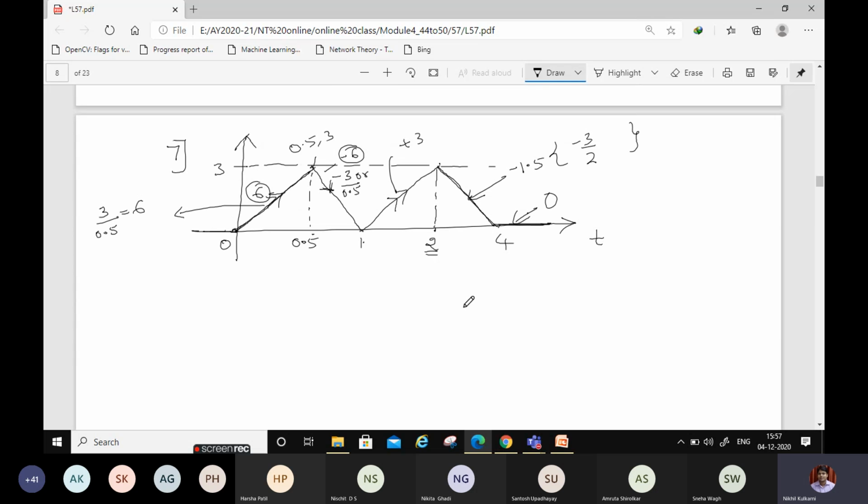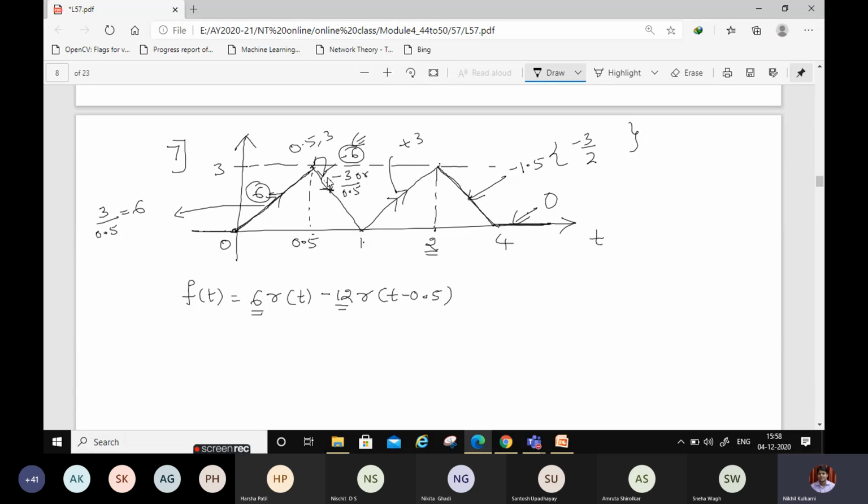First you make out these things, then you start from here. What is the slope here? 6. Which signal is it? A ramp signal starting at 0, so you write R of t. Then what is the change in slope here? Minus 6. So we are at plus 6. How much do we have to add to get minus 6? We have to add minus 12 at R of t minus 0.5. These are GATE questions.